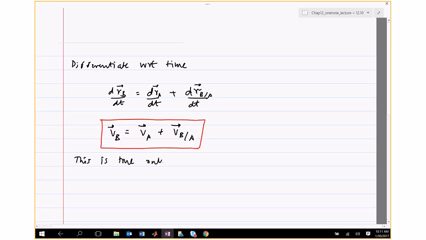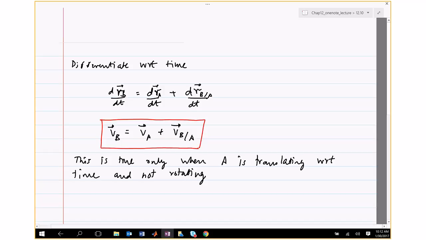Now, one thing to note is that this is true only when A, the frame attached to A, or you can think of the figure in the previous figure, the space shuttle, is translating with respect to time. That is, it's moving in the X, Y, and Z direction. It's not rotating. Everything here is R. Later on, we'll be talking about rotating frames too, but for now, we're going to assume that A is only translating.